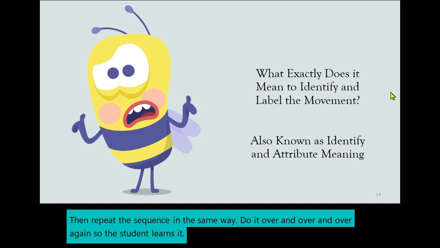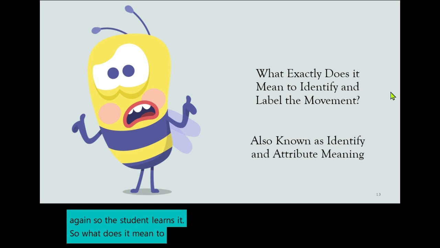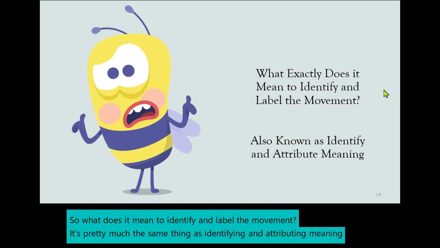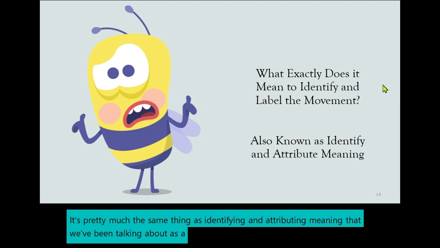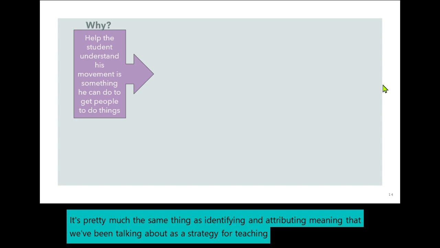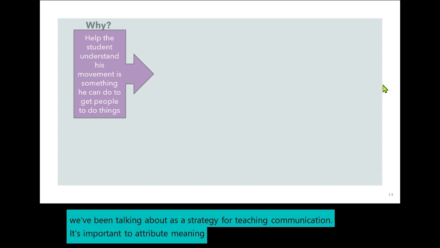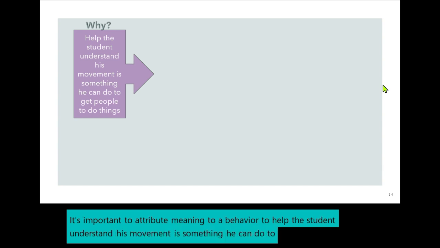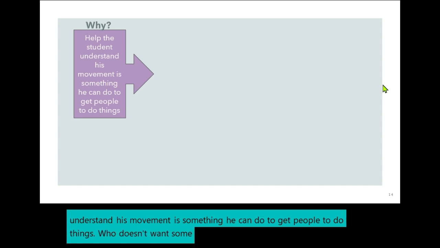So what does it mean to identify and label the movement? It's pretty much the same thing as identifying and attributing meaning that we've been talking about as a strategy for teaching communication. It's important to attribute meaning to a behavior to help the student understand his movement is something he can do to get people to do things. Who doesn't want some control in their environment?